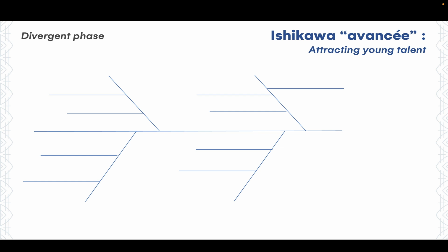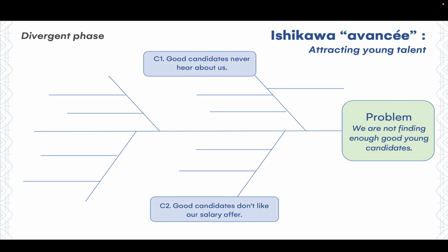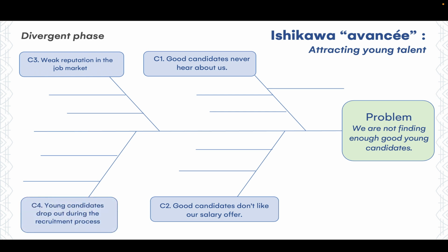So let's use this example of how we think about the causes of the problem of attracting talent to our team. Okay, so we put the problem statement at the head. The problem is we're not finding enough good young candidates. We've already seen in our 5 why analysis or in our problem definition canvas some potential causes. Good candidates don't hear about us. Good candidates don't like our salary offer. We don't have a good enough reputation in the job market. Or maybe we come up with another idea that comes from the AI. Oh, what about candidates that drop out during the recruitment process?